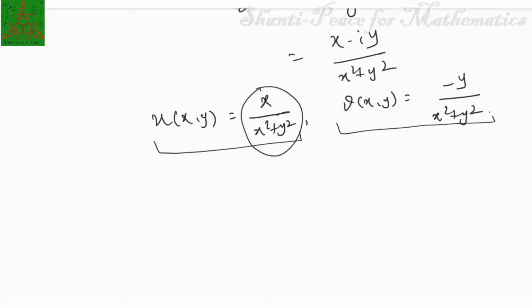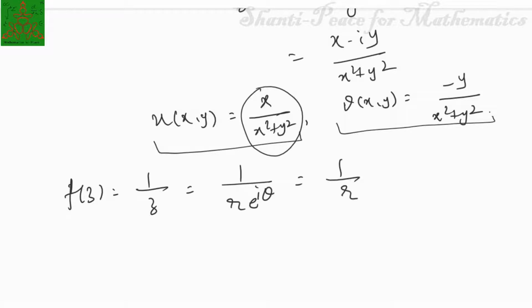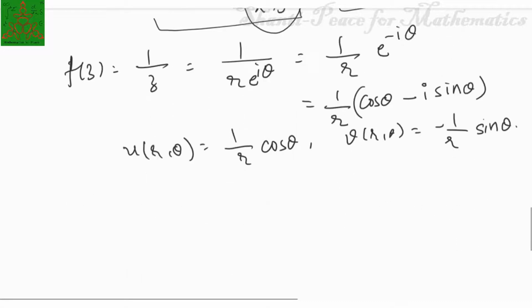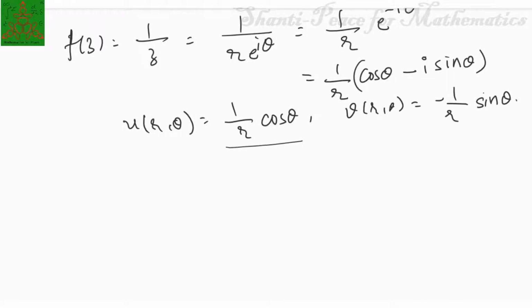The better way is to convert this function f of z into the polar coordinates, that is r e power i theta. So that I can write as 1 upon r e power minus i theta, and then by Euler's formula we can write this as cos theta minus i sin theta. So you will have u of r theta, which is in polar coordinates, that is 1 upon r cos theta. V of r theta is minus 1 upon r sin theta.